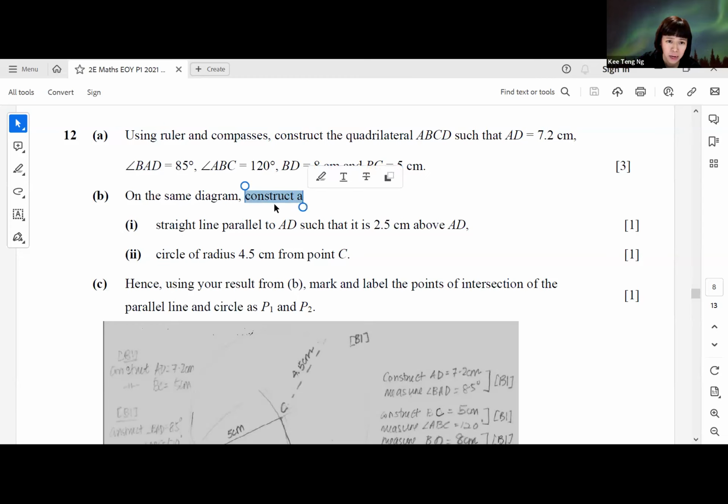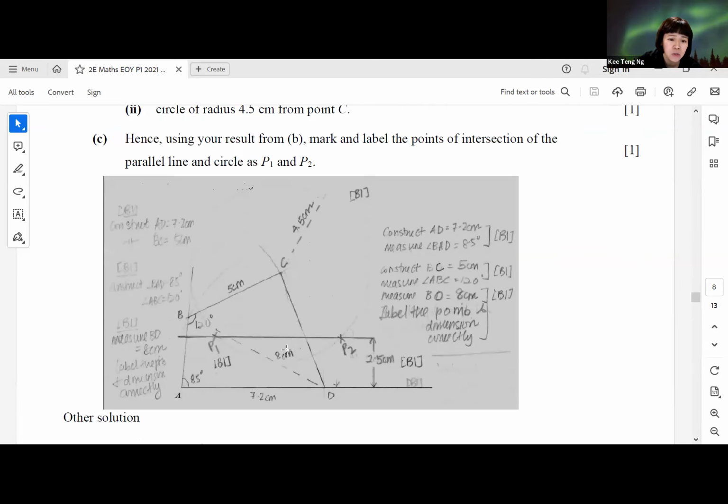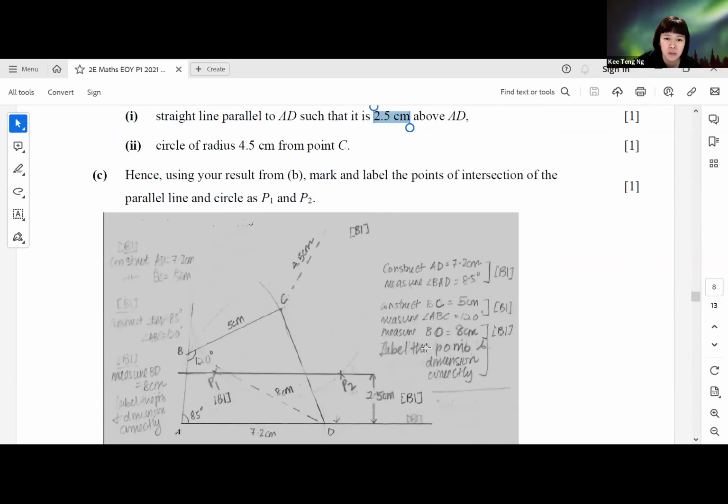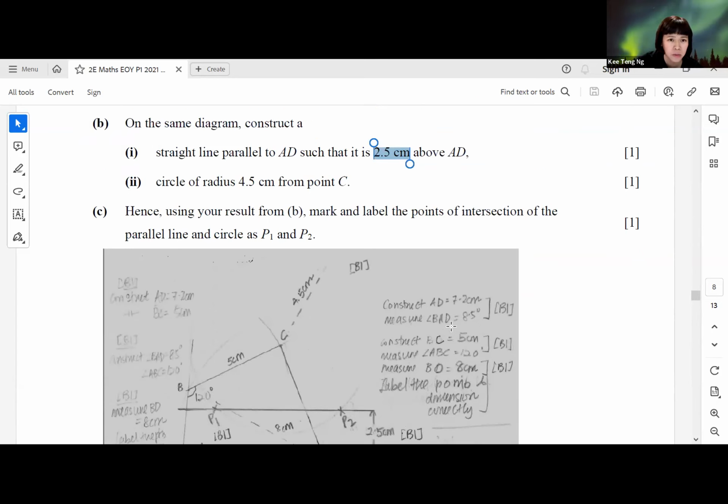Construct a straight line parallel to AD. This one is actually very simple. It is 2.5 cm above. So you measure 2.5 cm and mark a point. You measure 2.5 cm again and mark another point. You just need 2 points, then you draw a line. 2.5 cm away, so straight away. By right, they want you to use the compass to measure 2.5 cm and draw some arcs, but this one is okay, not much of a problem.